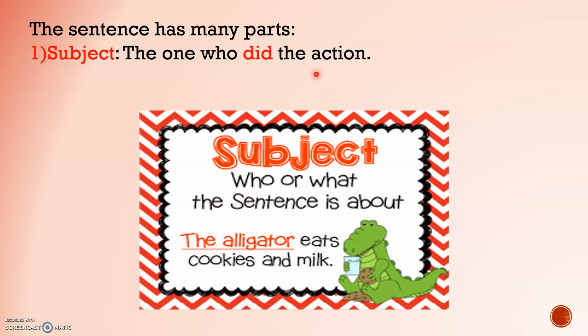We're talking about the subject, الفاعل, the one who did the action. For example, the alligator eats cookies and milk. If I ask you who eats cookies and milk, the answer would be the alligator. So the alligator is the subject of the sentence, is the one who did the action. For example, Adam plays football every day. Who plays football every day? Adam. So Adam is the subject of the sentence because he is the one who did the action. So this is the concept of the subject of the sentence, okay?